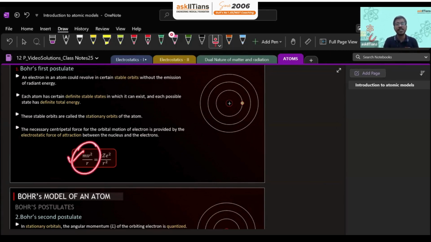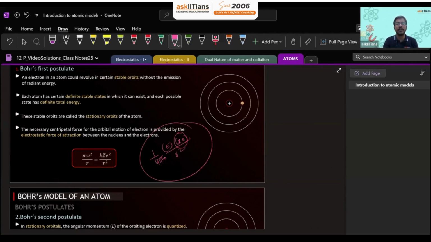The centripetal force in this case is provided by the electrostatic force of attraction, which is given by 1 by 4 pi epsilon naught Q1 Q2 by r square. Q1 is the charge of the electron, which is e, and Ze is the charge of the nucleus, where Z is the number of protons, so the total charge of all the protons will be Ze, divided by r square. This electrostatic force of attraction provides the centripetal force required for the electron to move in the circular path, where v is the velocity in the circular path and r is the radius of that circular path.